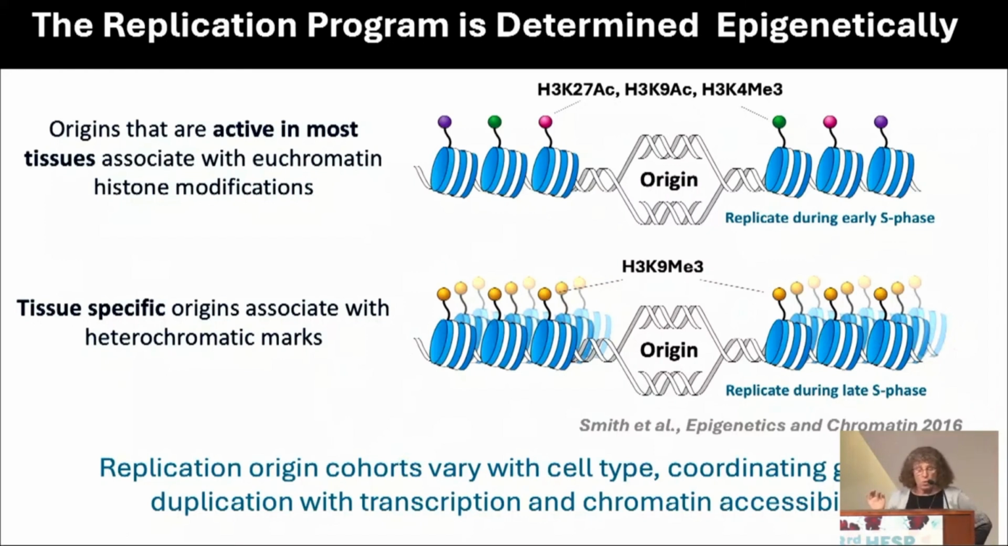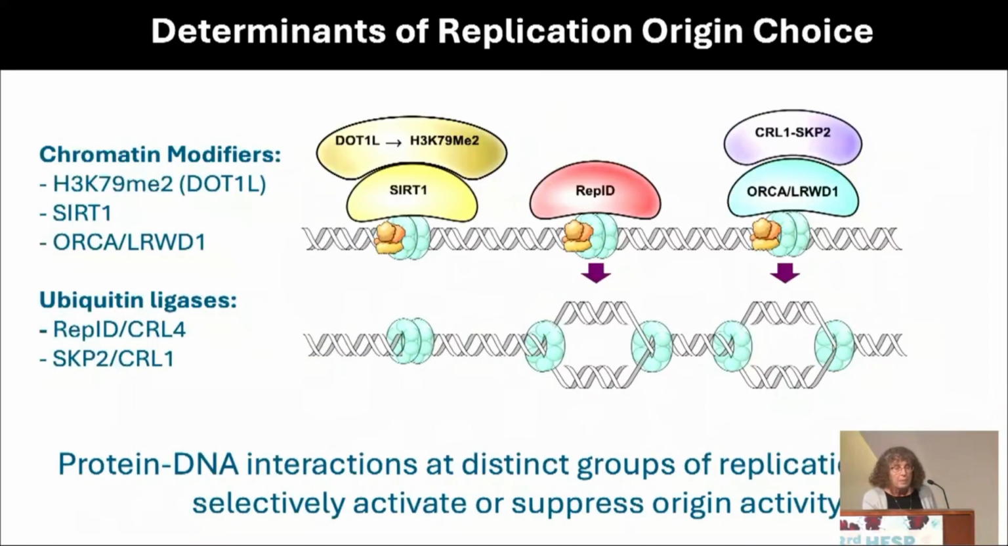reported. So we assume that those different origin cohorts that are specifically activated at different cell types coordinate genome duplication with transcription and with chromatin accessibility.